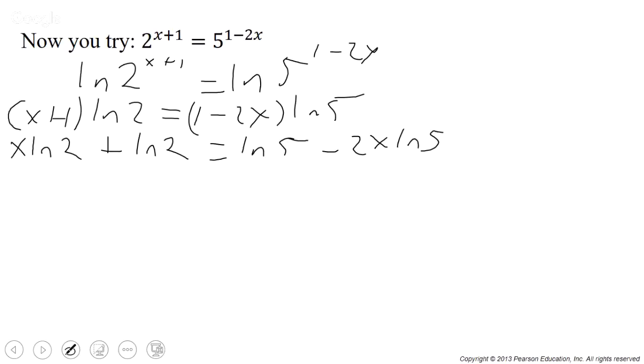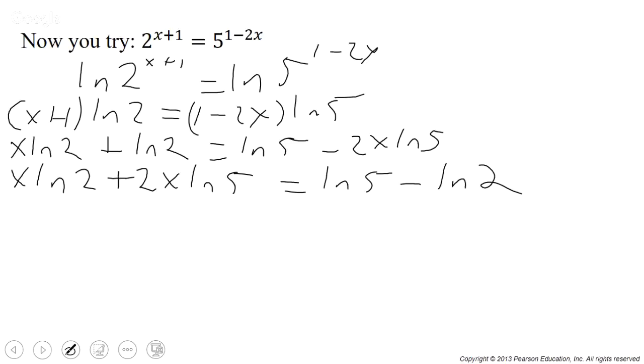So now I need to get all the x's on one side of the equation and everything else on the other side of the equation. So I'm going to move the 2x ln of 5. I'm going to add 2x ln of 5 to both sides of the equation, and I'm going to subtract ln of 2 from both sides of the equation to do that. So I have x ln of 2 plus 2x ln of 5 equals ln of 5 minus ln of 2. Now I have all my x's on the left-hand side of the equation. I'm going to factor out an x.